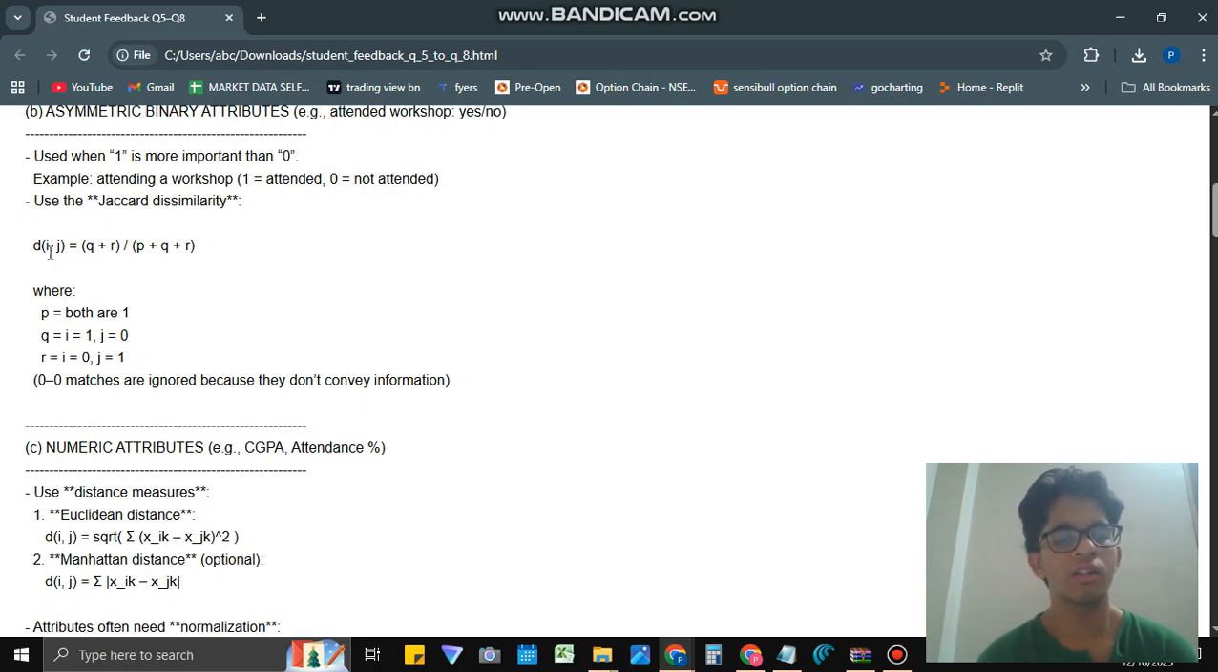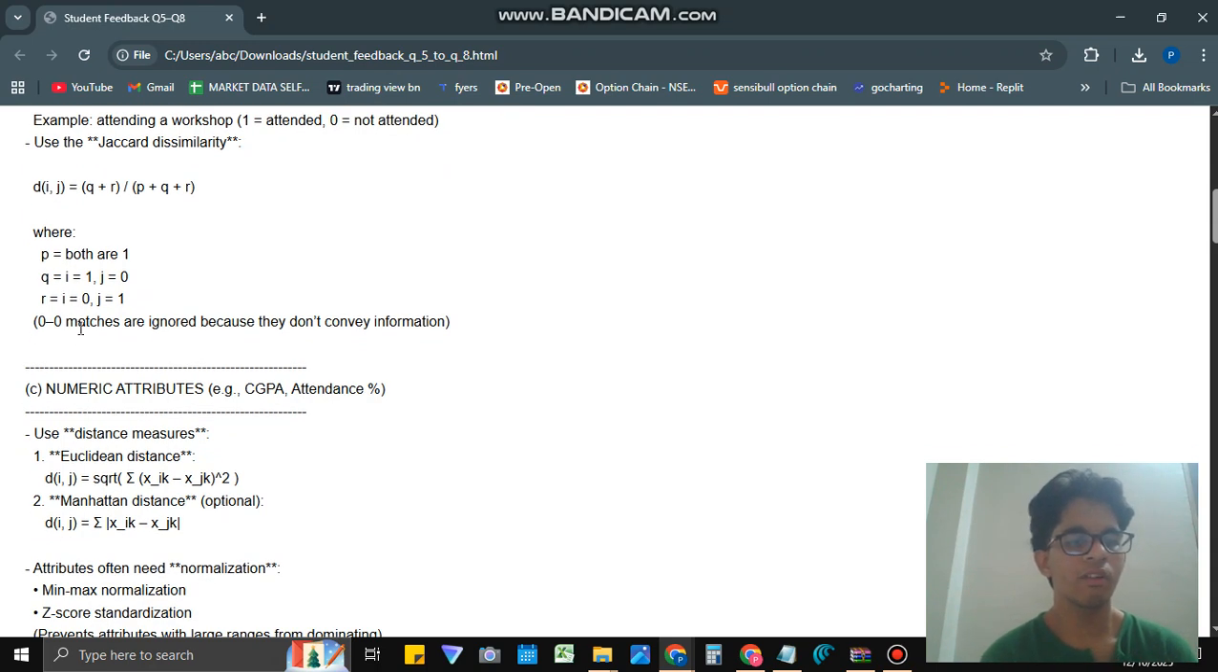The distance i, j is calculated as q plus r divided by p plus q plus r. Here p is where both are 1, q is where i, the first data point, is 1 and the second is 0, and vice versa for r. If there are 0-0 matches, those are ignored because they don't convey any information.